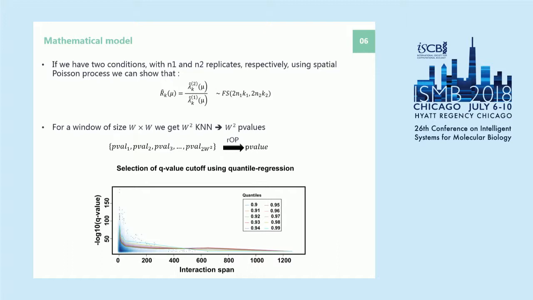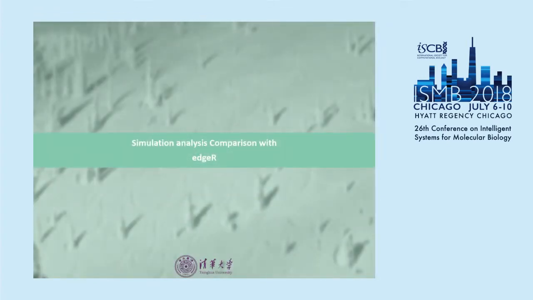As was presented in the talk on Hi-C, we had a problem in fixing the FDR. The best we could do is take all the p-values using mu1 and mu2 as references. We get about 2w squared p-values for each interaction. We aggregate them using the rho statistic and get a p-value. Then, to control for the false discovery rate, we apply a quantile regression that tries to detect the best p-value for each interaction distance. Then we took this model and compared it with EdgeR.